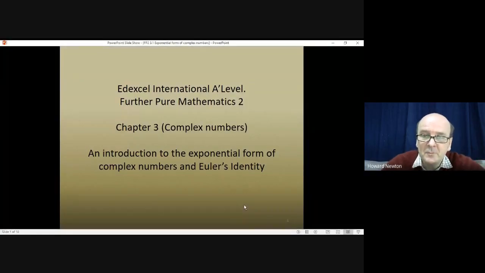In this lesson, we're looking at complex numbers, and in particular, we're looking at the exponential form of a complex number and Euler's identity. First of all, apologies if the background noise does get a little bit loud at times. It's the sound of rain falling on a tin roof.